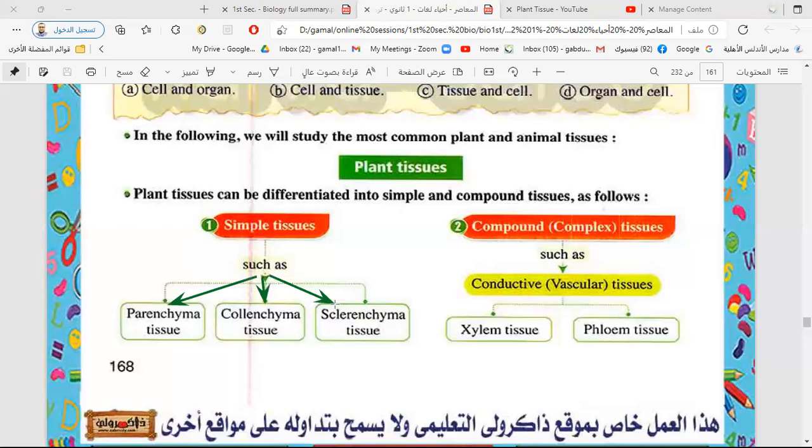And the complex tissue or compound tissue has another name. We can call it also the conductive tissue or vascular tissue. The meaning of conductive or vascular is that it conducts or transports materials. Its function is transporting materials in the plant. It is a transport system. The conductive system or vascular system in a plant is the transport system. The plant, as you know, transports water and mineral salts from the root to the stem to the leaves.